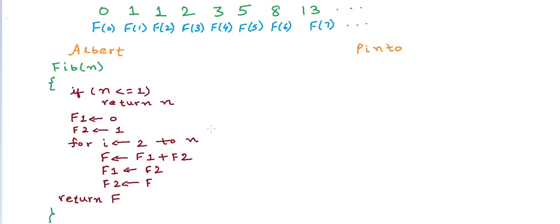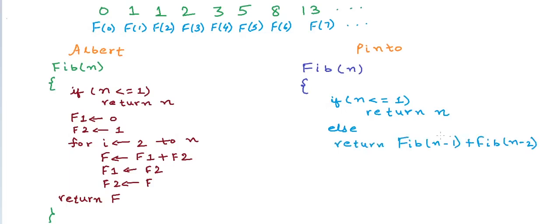Now Pinto also writes a method fib of n, but Pinto has recently learned recursion, and he says that hey, there is a much simpler method to solve this problem. So his program also goes like, if n is less than or equal to 1, return n, but else return fib of n minus 1 plus fib of n minus 2. So he writes a recursion, and this particular condition, if n is less than or equal to 1, is the base condition or the termination condition, so that the recursion does not go on endlessly.